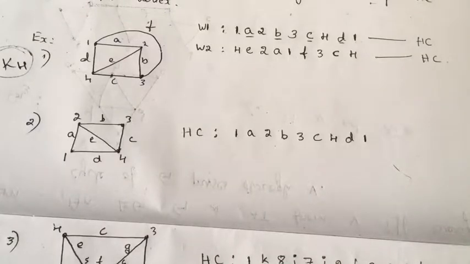So if I consider a complete graph with n vertices, then it has (n minus 1) factorial divided by 2 Hamiltonian cycles, provided n is greater than or equal to 3.